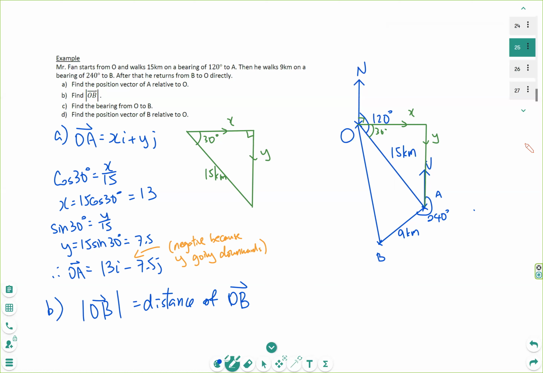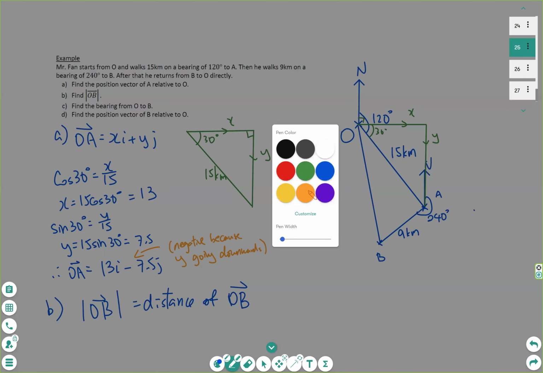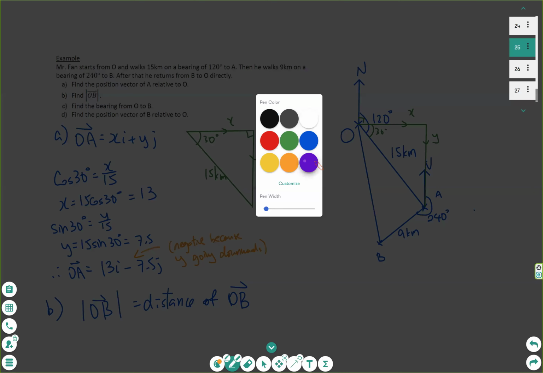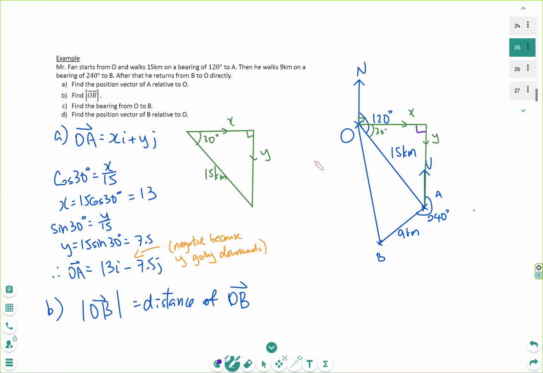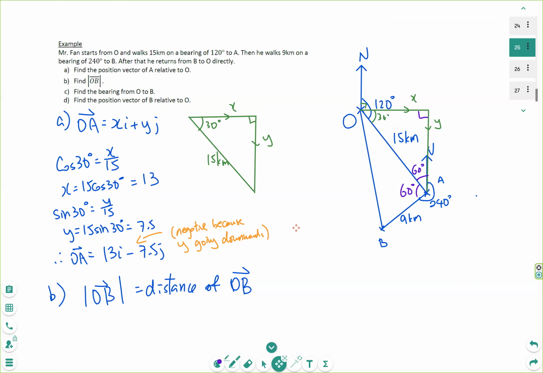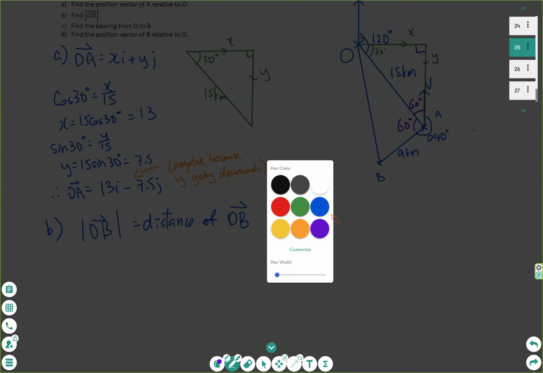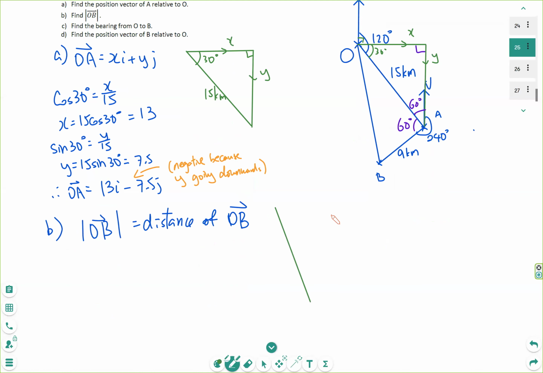the cosine rule. Yeah, 15. So what else do I know? What angle do I know? If that's 30 degrees, that's 90, 90, 120, that must be 60. If that's 60, this must be 60, 300, that must also be 60 degrees. So I can probably use the cosine rule. Let me draw the triangle out again, just for reference. So that's O.